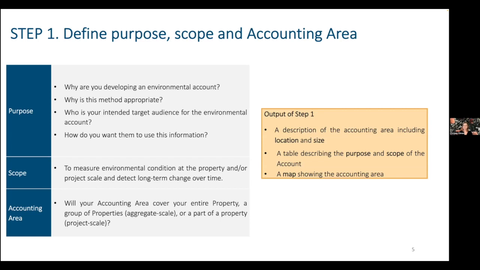And so if you've ever seen the method document, every step in the document does contain an output. And so this is a really good sort of checklist to make sure you've completed the required components of that step. And then also a lot of this information will be required at the end as part of the certification process. And so the outputs of step 1 will be a description of the accounting area, including the location and the size, and this will often be a map. A table describing the purpose and the scope of the account, and then, a map showing the accounting area.